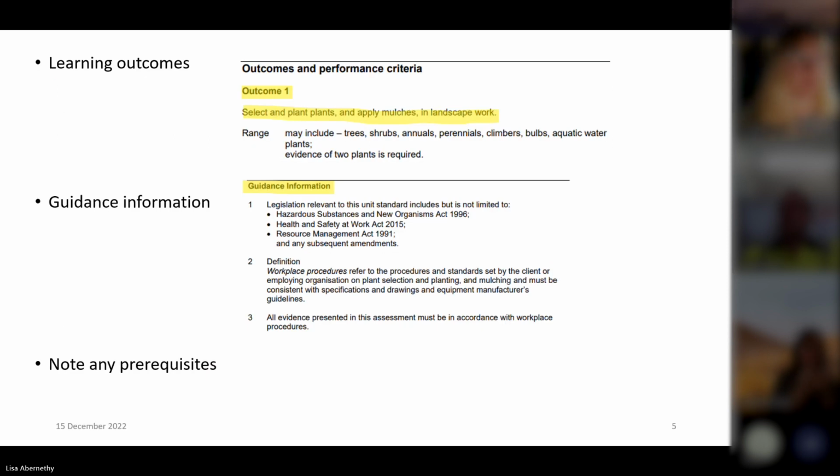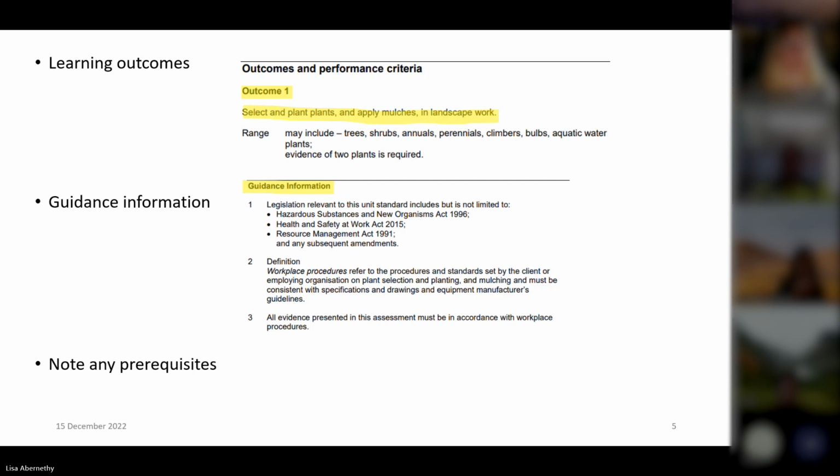Guidance information. This is to help understand the standard. Guidance information may also indicate any special assessment requirements or conditions, or include additional information that helps the assessors and trainers. It also has definitions, which are great for the learners, and also legislation. So this could be that the assessment needs to be carried out in a workplace, or that, number 3 there, it has to be in accordance with workplace procedures.